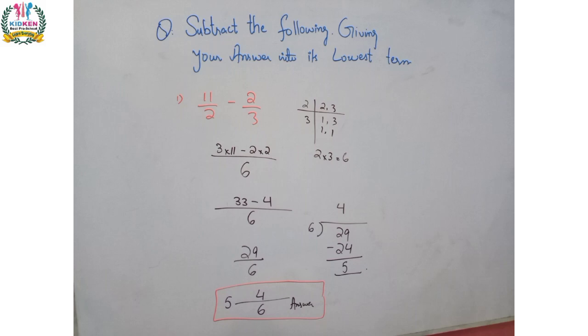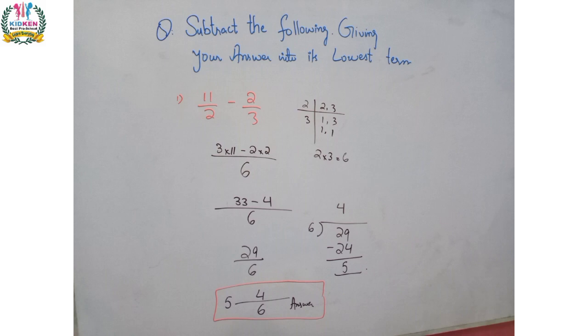Next question is the same as the previous question, but there is a slight difference: in the previous question you added both values, in this question you subtract both values. So simply you take the LCM first, of 2 and 3, our LCM is 6, and again we divide by both denominators. 2 threes are 6, so we write 3 multiplied by 11, then minus, then 3 twos are 6, 2 multiplied by 2. So we have 33 minus 4. So 33 minus 4 we have 29 upon 6.